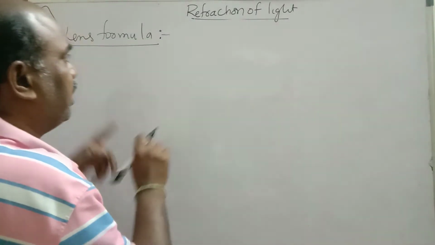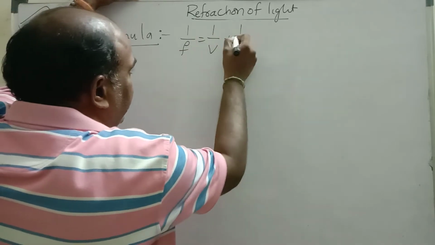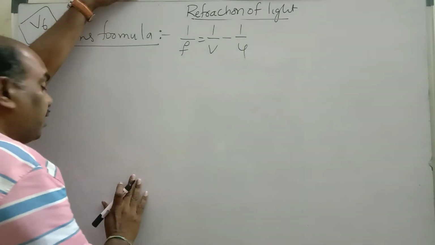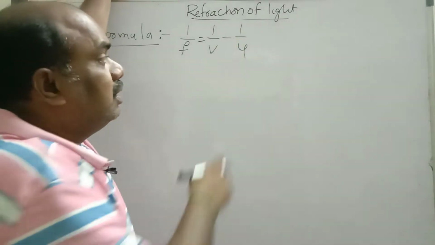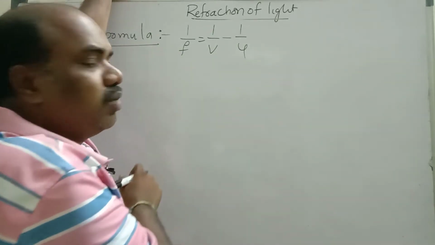Now, what is lens formula? We know mirror formula that 1 by f is equal to 1 by v plus 1 by u. This is mirror formula. Just simply put minus here. 1 by f is equal to 1 by v minus 1 by u. u is object distance, v is image distance, f is focal length.